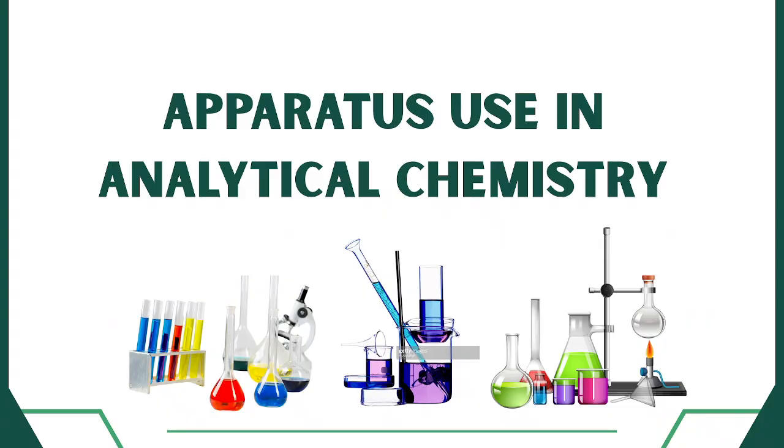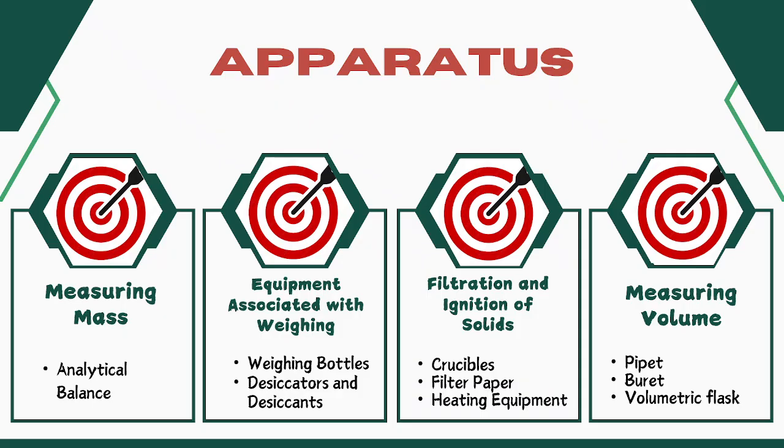Okay, so let us discuss the apparatus that are commonly used in analytical chemistry. We have different classifications of apparatus depending on the units, or depending on the fields that they measure. We have apparatus that are used to measure mass, apparatus associated with weighing, filtration and ignition of solids apparatus, and apparatus that are used for measuring volume.